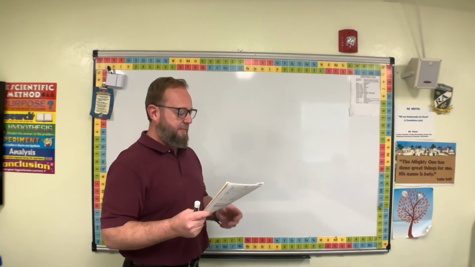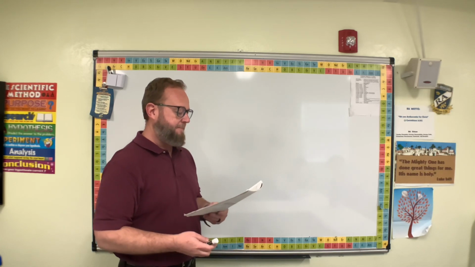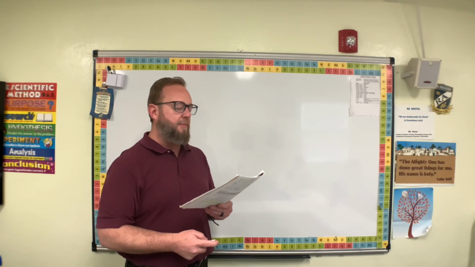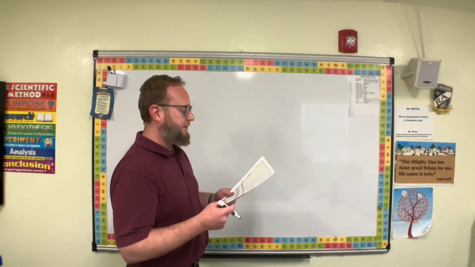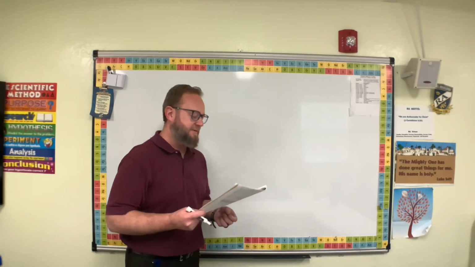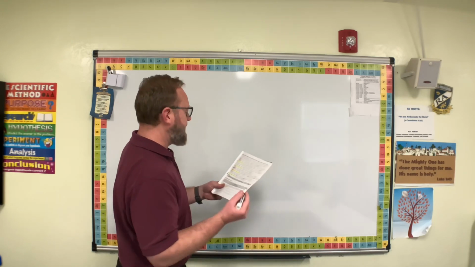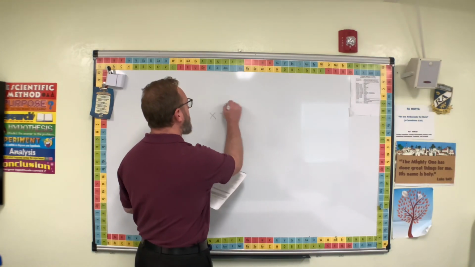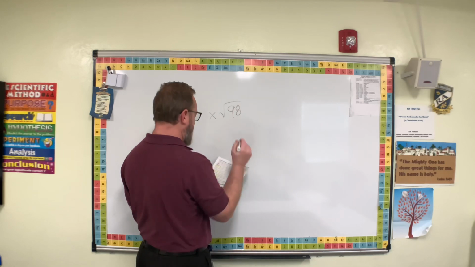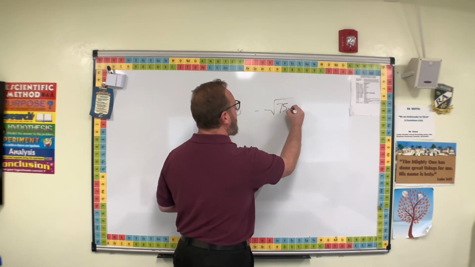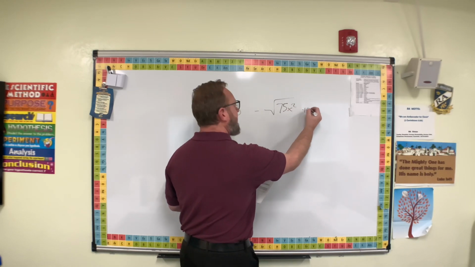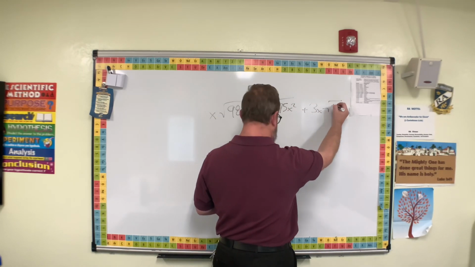Then let's jump down to number 11. Now we've got a bit more going on. It's good to practice these more complex ones because these are the ones, of course, you'll see in the future. So x square root of 98, minus square root of 75x squared plus 3x square root of 32.